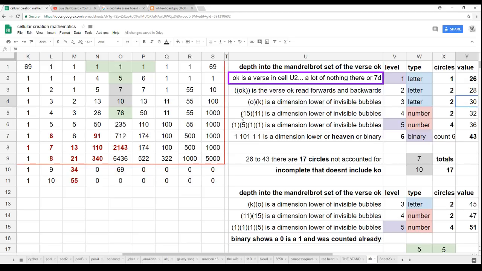It's a double-digit number. So that's the fourth dimension we're going to have of number, and they're going to have two circles for both characters denoted by letters. So our sum is 32. When you break down the individual characters, you're going to get a 1, 5, 5, 1, 5, 1, 1. Okay, visible bubbles, you're going to have 5 deep, still in numbers, and you're going to have 4 additional circles to get to 36.